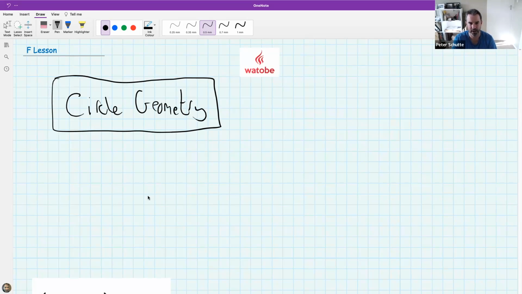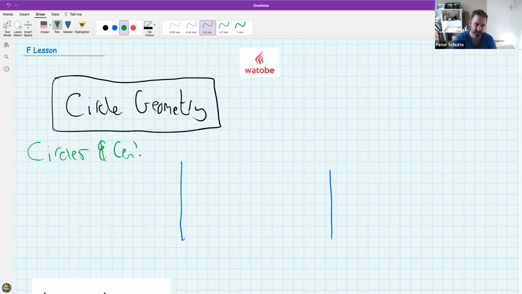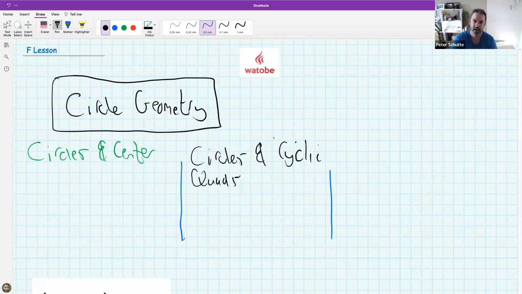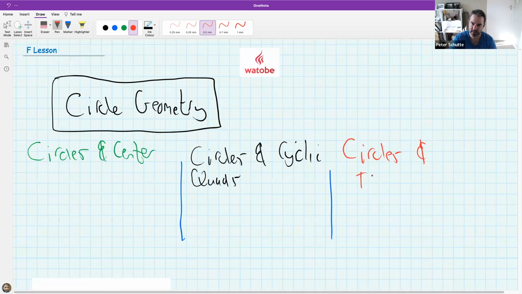But before we get going, I just want to think about three main areas that we can divide the theorems up into. So when I think about this, I think about the theorems that deal with circles and the center. Then I think about circles and cyclic quads. And then I also think about the theorems that deal with circles and tangents.